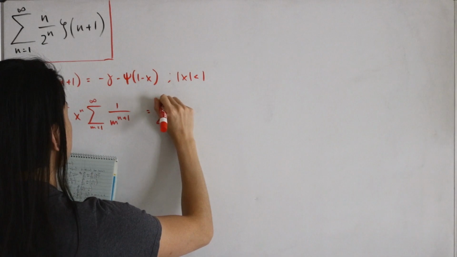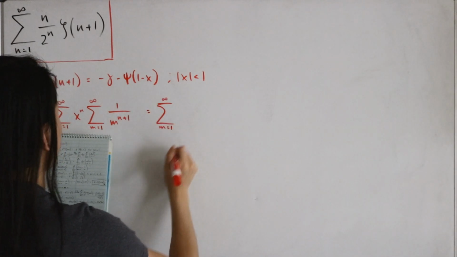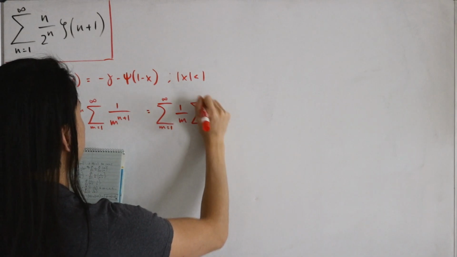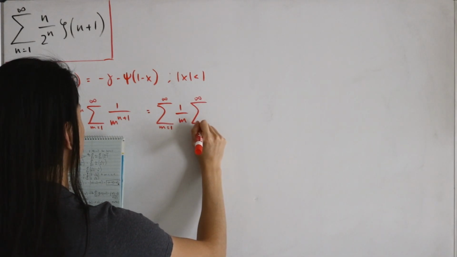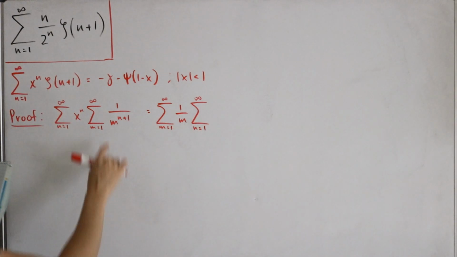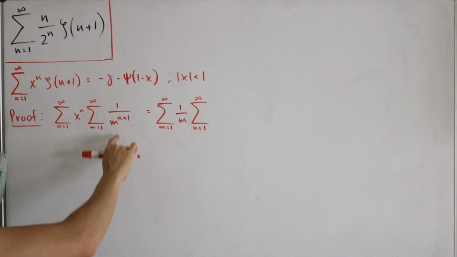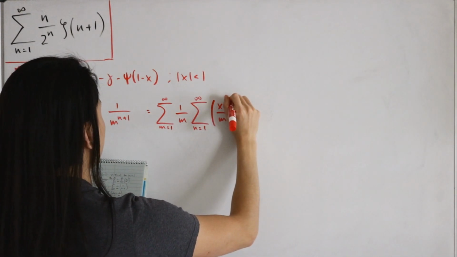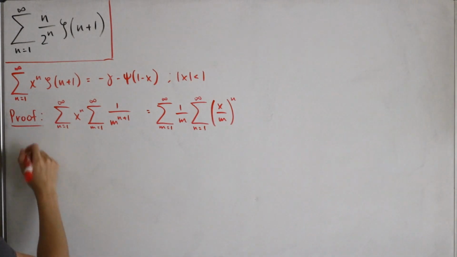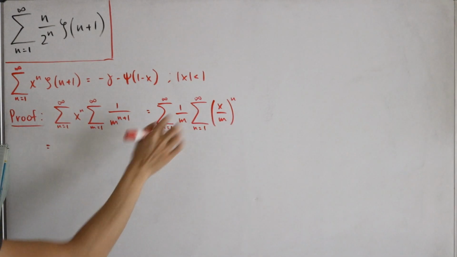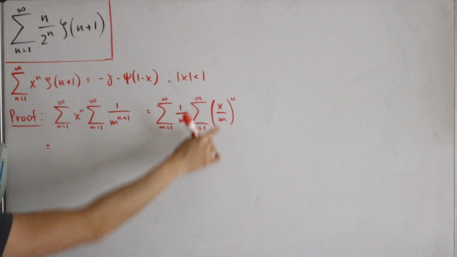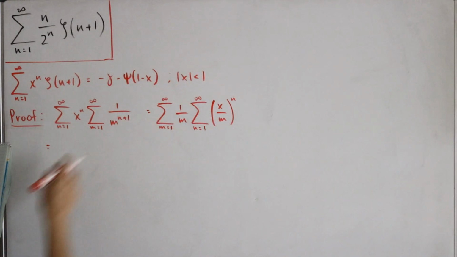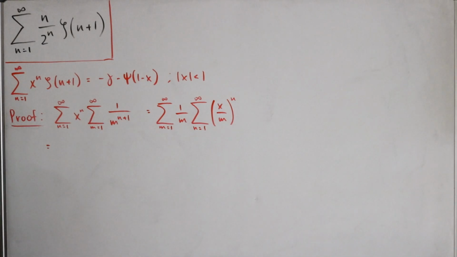Now I have the infinite sum from m equals 1, where m is our first index, of 1 divided by m, multiplied by the infinite sum from n equals 1 of x divided by m to the power n. This is actually a geometric series, with common ratio whose absolute value x divided by m is strictly less than 1, so that helps.